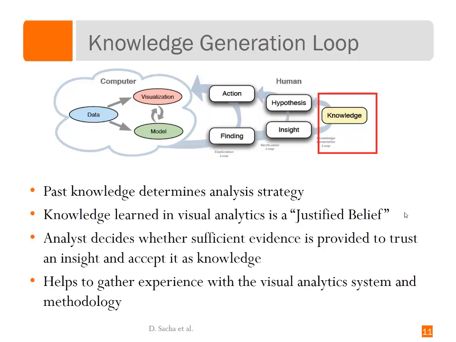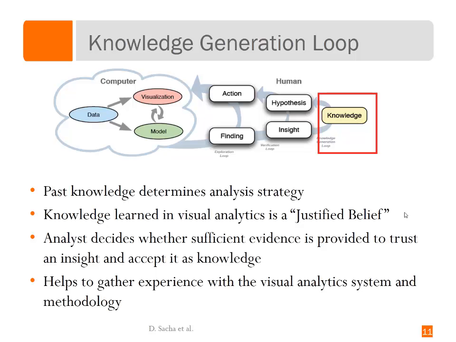Now, the definition of knowledge that's applied to visual analytics is what we might call a justified belief. So we've moved beyond sort of establishing evidence. We've organized that evidence, and now we have a certain belief about the phenomenon that is rooted in the evidence that we found. The analyst, of course, will decide whether there is sufficient evidence to trust an insight and accept it as knowledge.